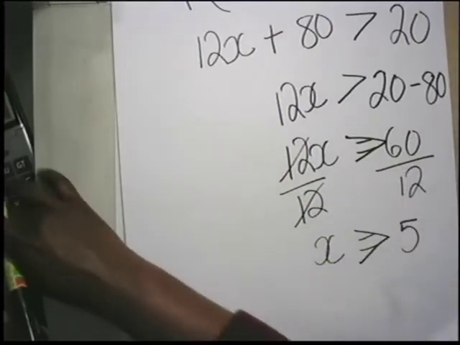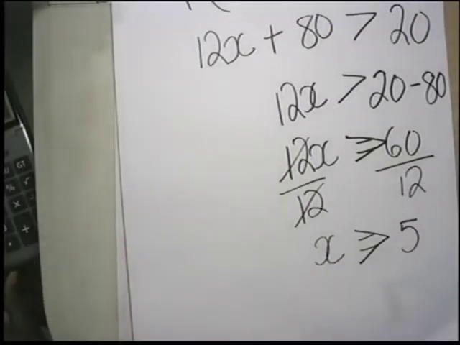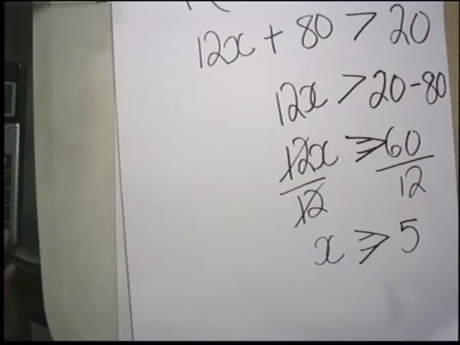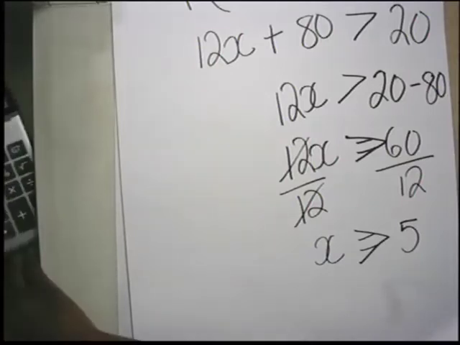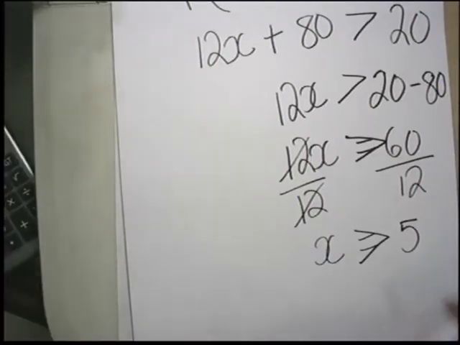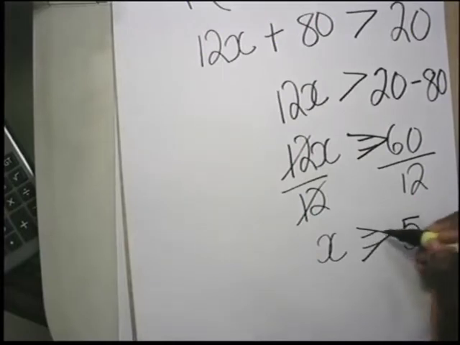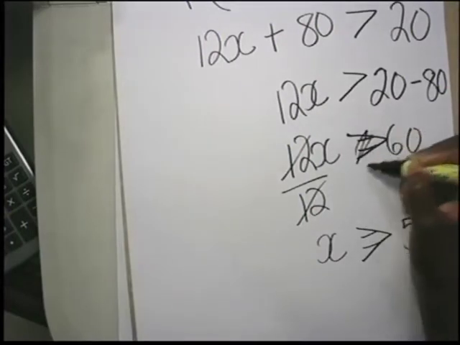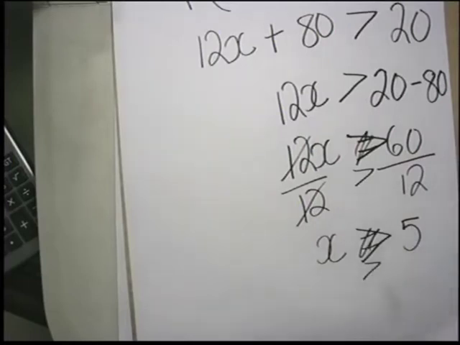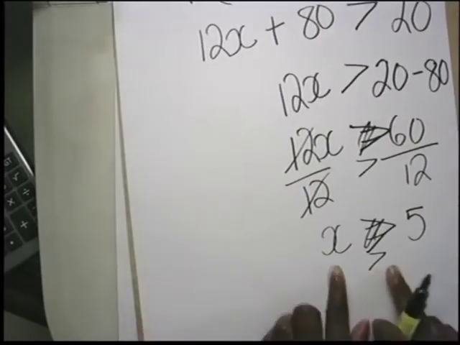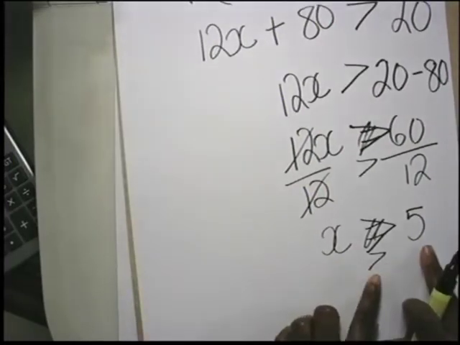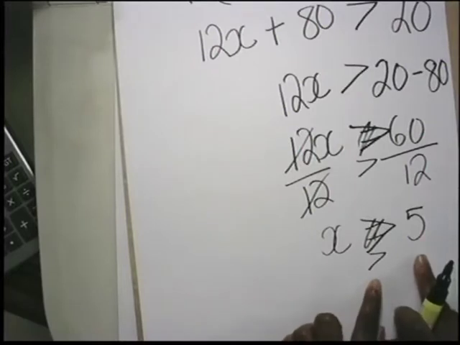Okay, so then here we have 60 divided by 12. It will give us 5. Okay, now this is what you have. It should be like this, not an equal sign. Remember, it's an inequality. Okay, the x is greater than 5. Then we have to show this inequality on the number line.